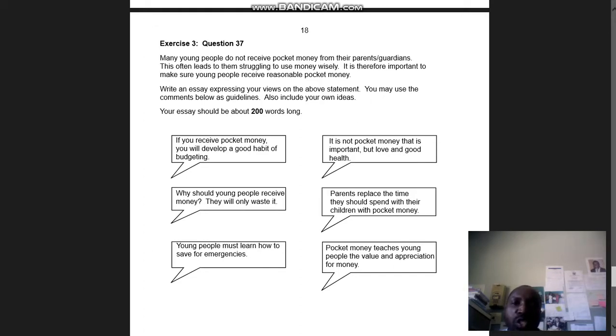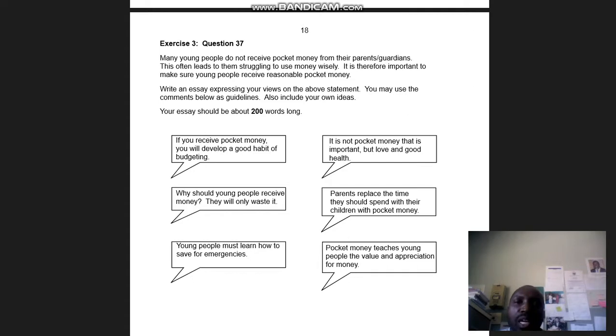Now, these are the boxes that we have here. Within these boxes, we have different opinions. Some are for the topic and some are against the topic. But what is the question? Do you understand the question? The question says, young people are struggling to use money wisely because their parents do not give them pocket money so that they can learn how to use pocket money. So that's the question. Now, from the question, you need to get your topic.